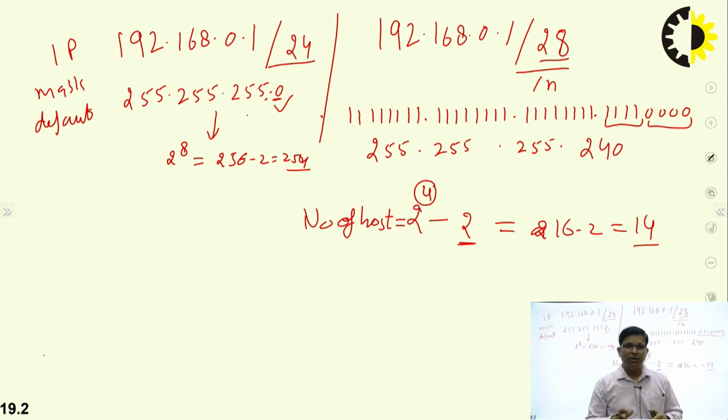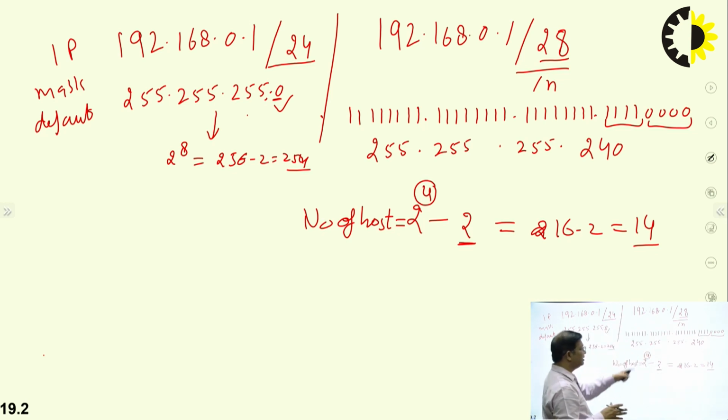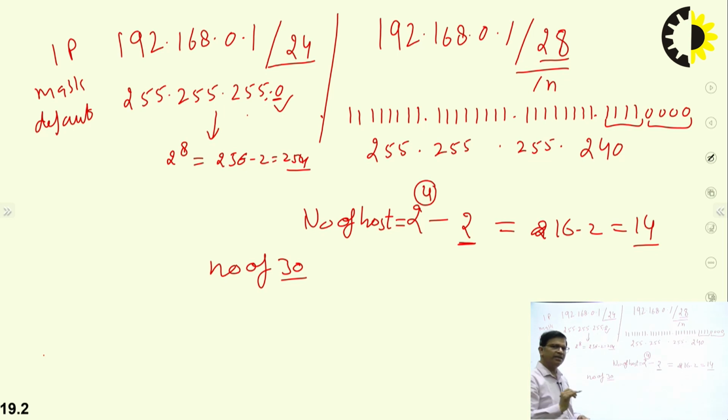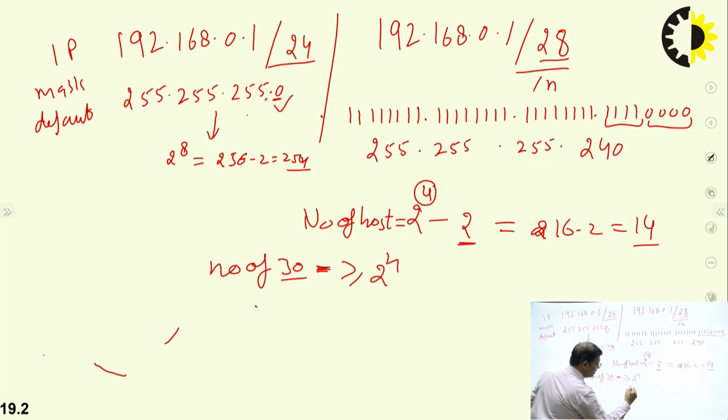Just to avoid the wastage of IP addresses, suppose we have a lab of 30 computers. The number of hosts is 30. So what is the subnet mask? If we are using this class C IP address, the maximum range can be represented as 2 to the power n. So what is 2 to the power?